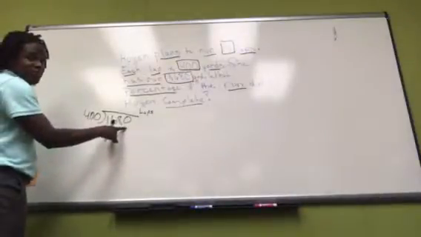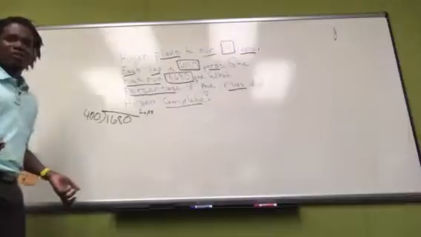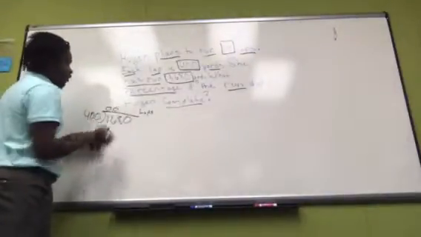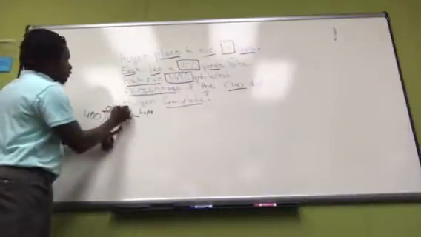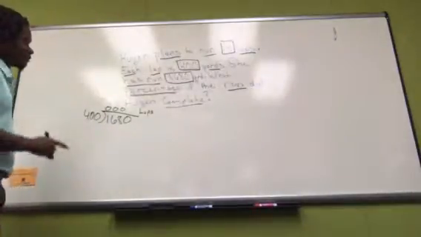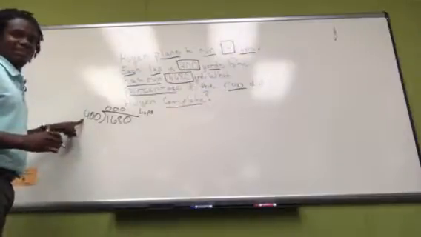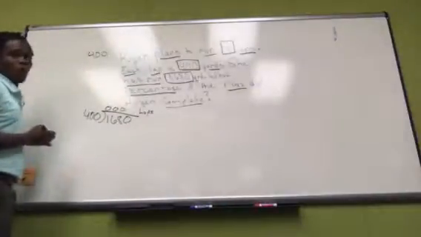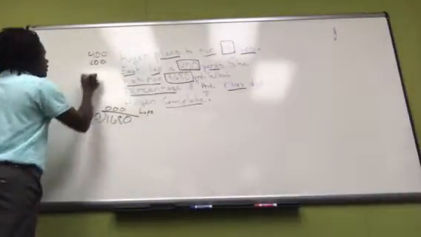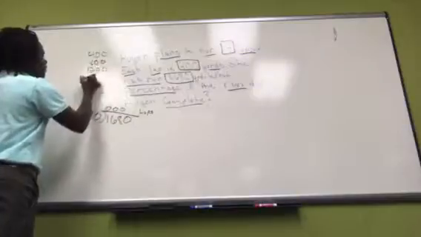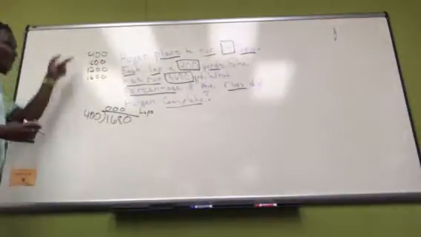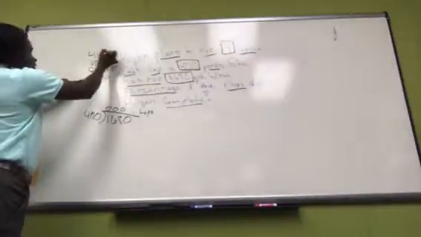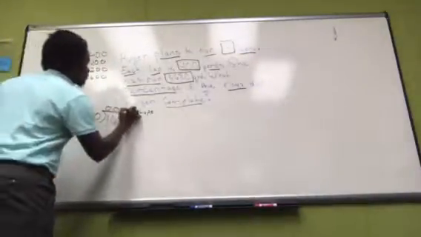400 goes into 1,680. Well, I don't know how many times it's going to go in. I know that it's not going to go into 1. I know it's not going to go into 16. It's not going to go into 168. So since 4 is an easy number for me to count by, I'm going to count by 400s. 400, 800, 1,200, 1,600. Now that I have this, I can stop because I know that's where I'm trying to go. So I can see it went in 1, 2, 3, 4 times.